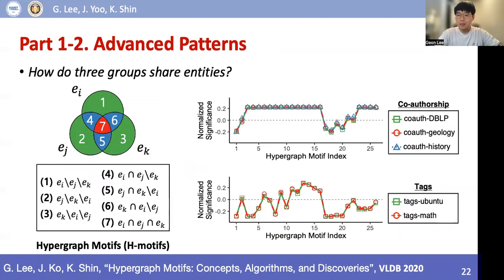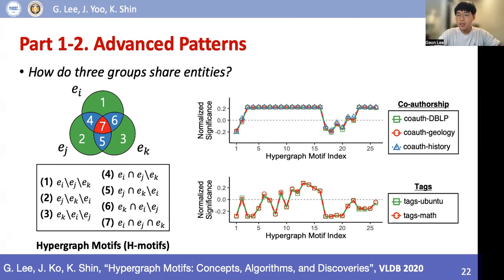For the advanced static patterns, we will try to answer more complicated questions. For example, how do 3 groups share entities? One of the good tools to analyze such patterns of hypergraphs is hypergraph motifs, or H motifs in short. As shown in the left-hand side figure, H motifs describe connectivity patterns of 3 connected hyperedges. There exist 7 subsets among 3 hyperedges as in the figure, and H motifs describe the pattern by their emptiness.